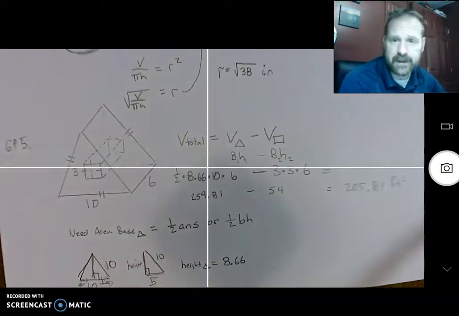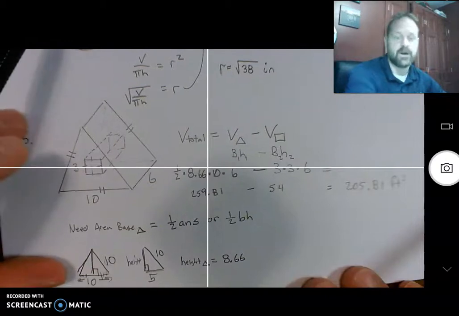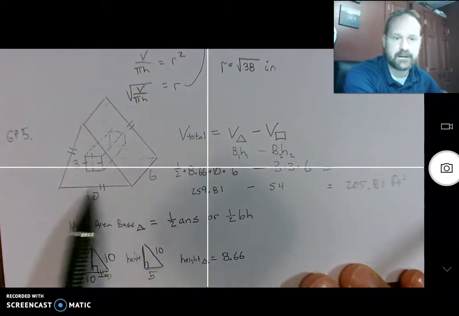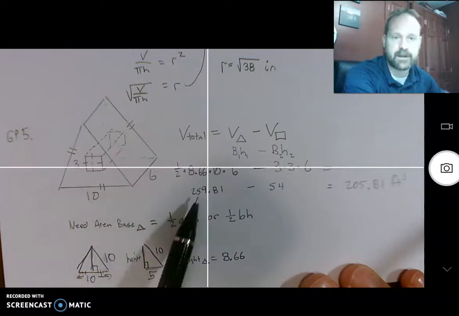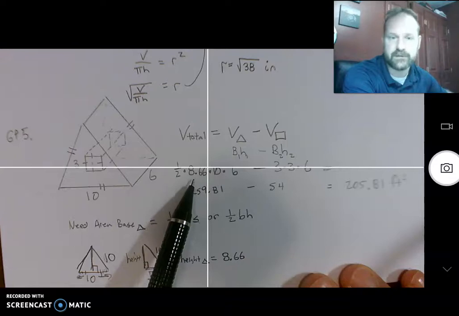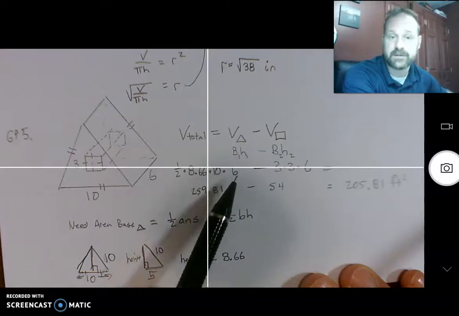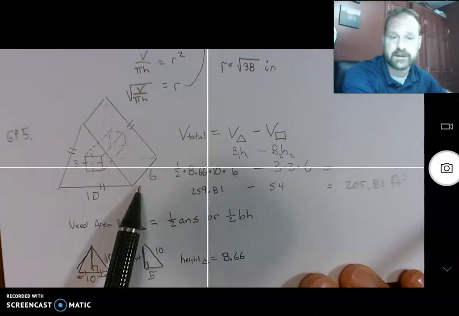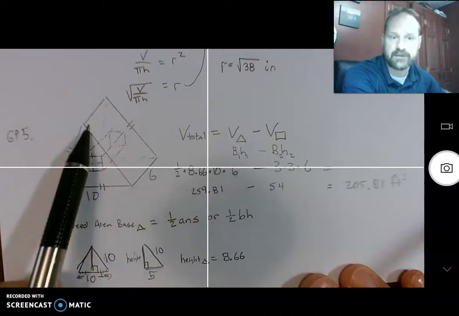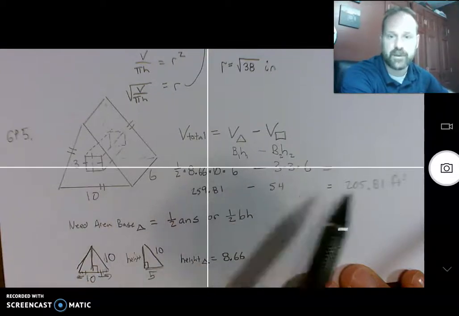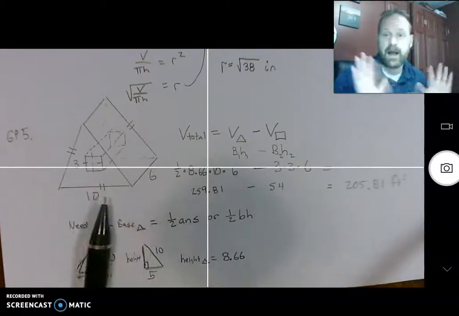Okay, so I'm looking at the time. One-half base times height, got the height, this is the base. One-half height times base, since multiplication is commutative, times the height of the prism, which is this one. It's hard, don't get this height of the triangle confused with this. Minus that, and we get 205.81. I am out of time.